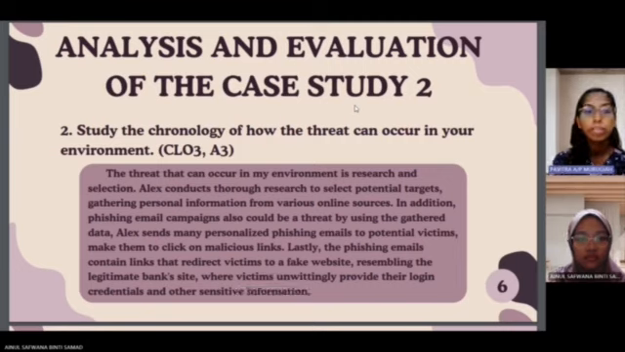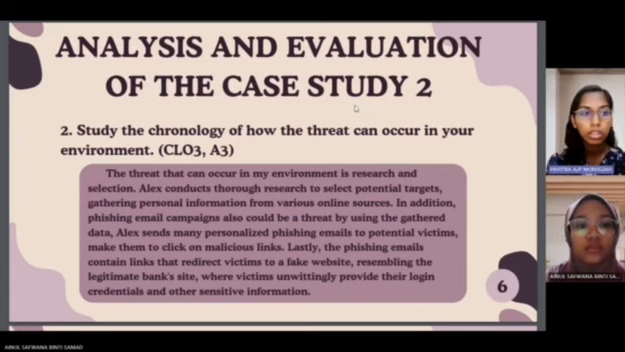Alex sends many personalized phishing emails to potential victims, making them click on malicious links. Lastly, the phishing emails contain links that redirect victims to a fake website resembling the legitimate bank sites, where victims unwittingly provide their login credentials and other sensitive information or data.